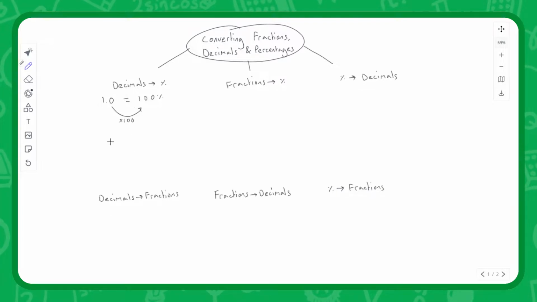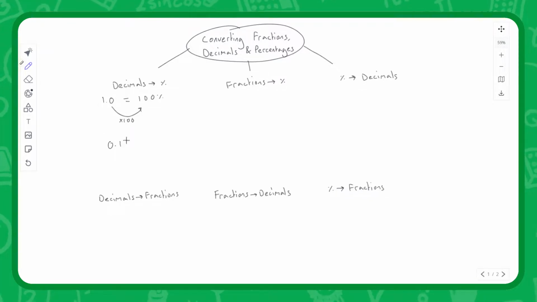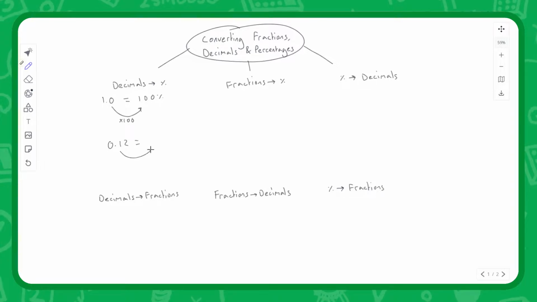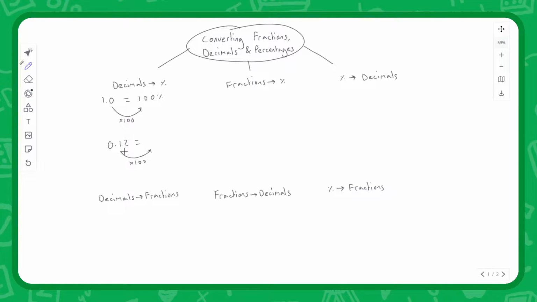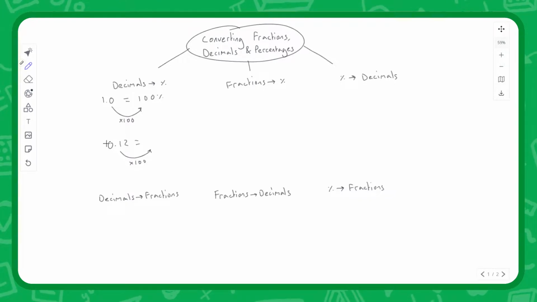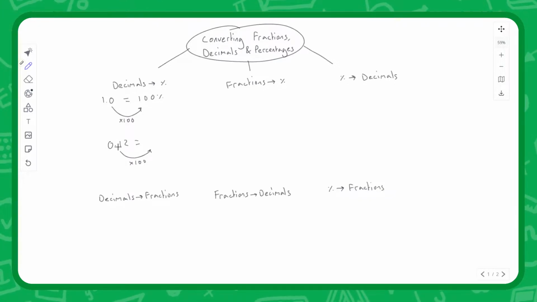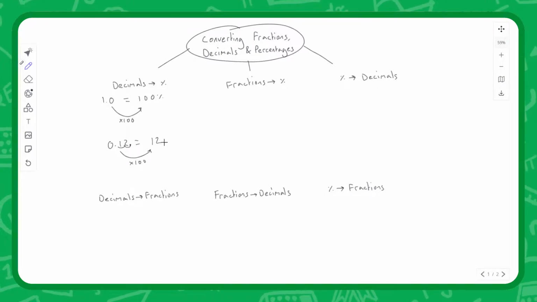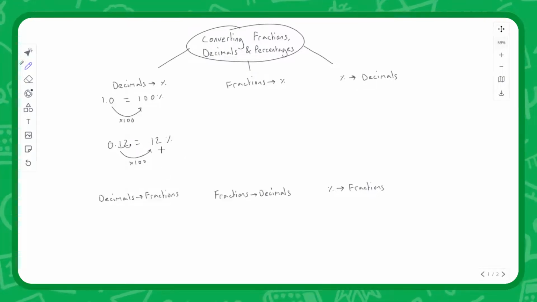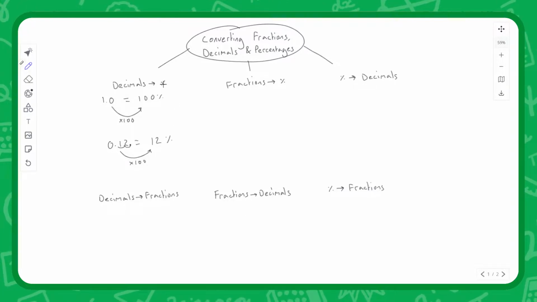And in general, that's what we do, right? Imagine we've got 0.12. I can times this by 100, and that should give me my percentage. The decimal point will move 2 spaces, and it'll end up there. So I get 12%. So that's our decimals to percentages.